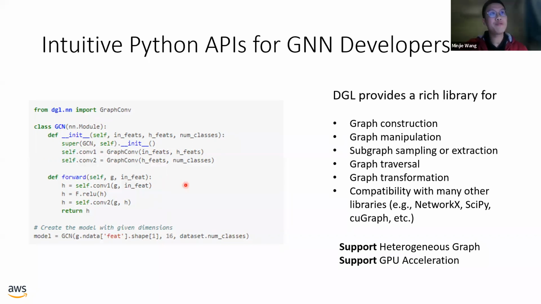Because there's a graph, we also provide many different graph APIs, such as graph construction, manipulation, sampling operations, and traversals. These are naturally accompanied with the concept of the graph. More than that, we also support more complex graphs like heterogeneous graphs, and to make it faster, almost all of these operators have GPU acceleration.